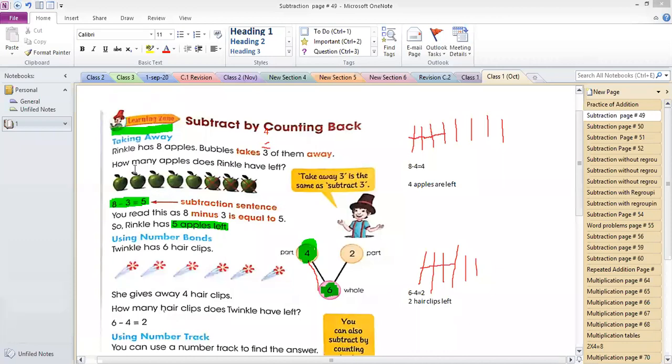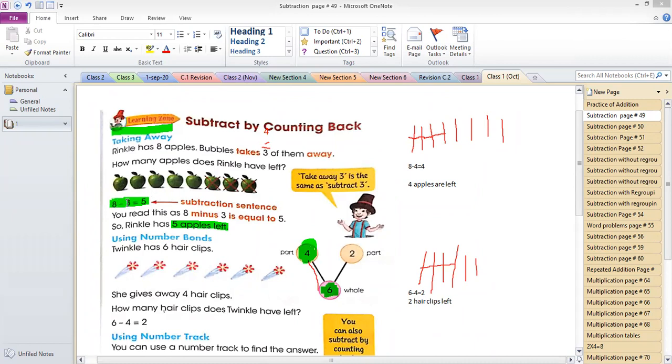So guys, there is an example. Wrinkle has 8 apples and Bubble takes 3 of them away. So how many apples does Wrinkle have left? You can see here, 1, 2, 3, 4, 5, 6, 7 and 8, 8 apples are there. If she takes 3 apples, you have to minus 3 from 8, and how many will be left? 1, 2, 3, 4, 5, 5 apples will be left. So total 8, you cross 3 apples, and you check how many apples are left, 5.